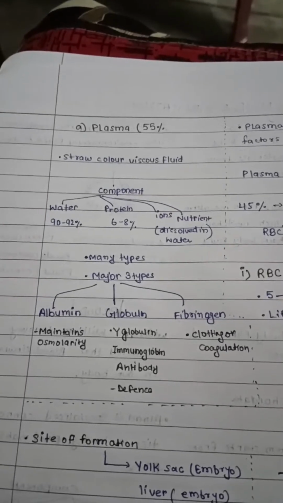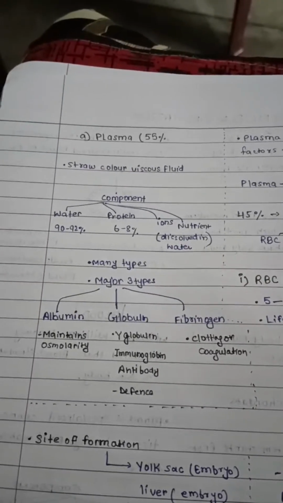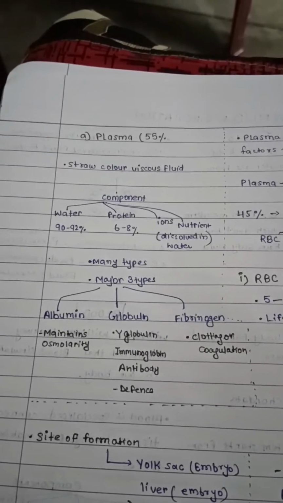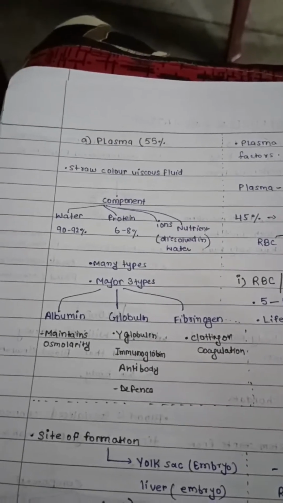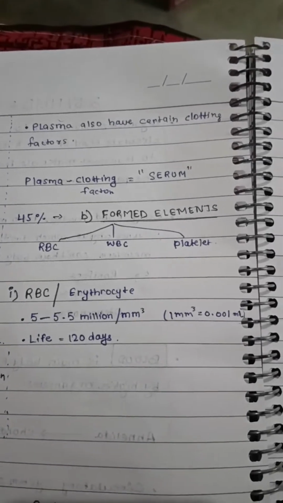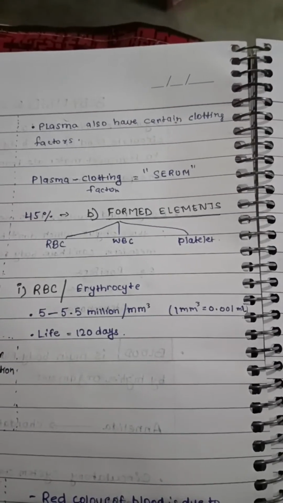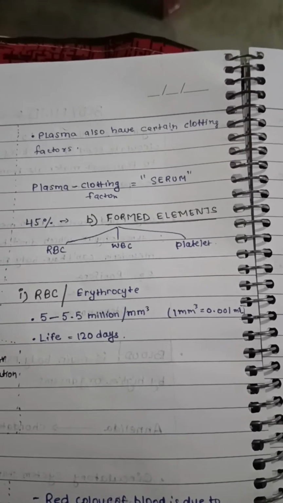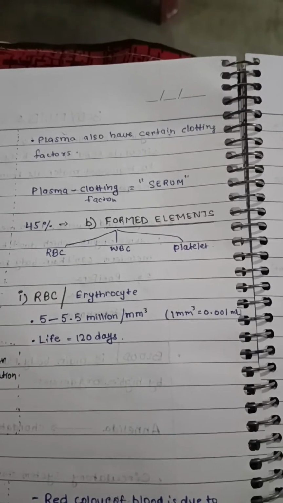There are many types of protein, major three types: albumin, globulin, fibrinogen. Albumin maintains osmolarity, and globulin, including gamma globulin, immunoglobulin, antibody, helps in defense. Fibrinogen is for clotting or coagulation. The plasma also has certain clotting factors. Plasma minus clotting factors is equal to serum. 45% is formed elements: RBC, WBC, platelets.